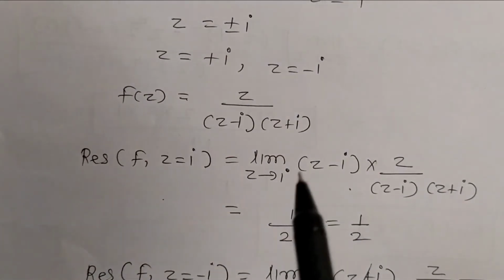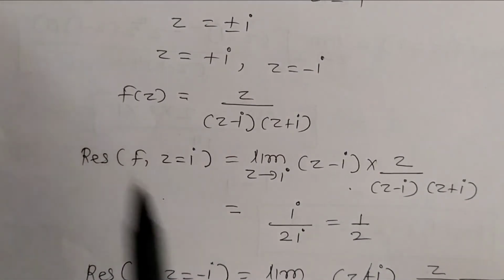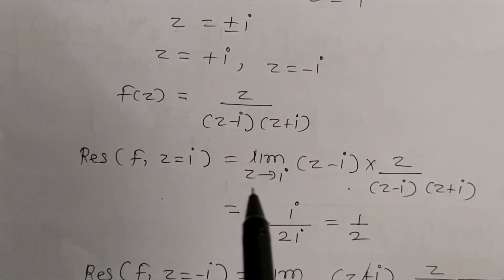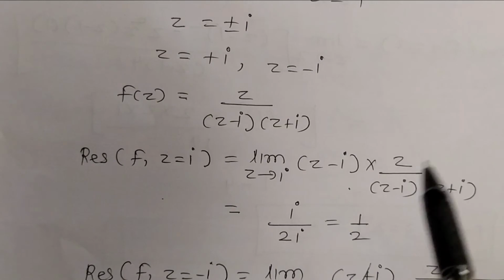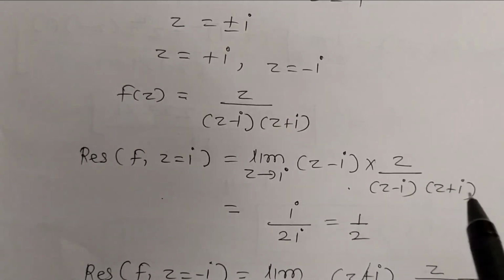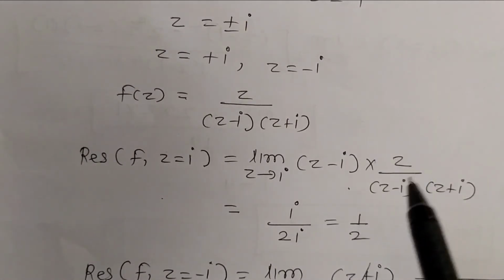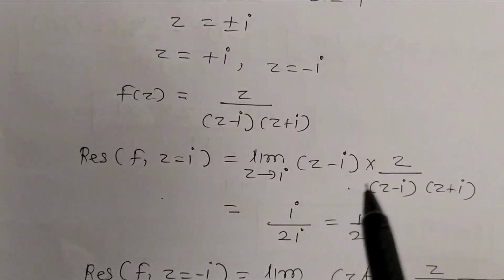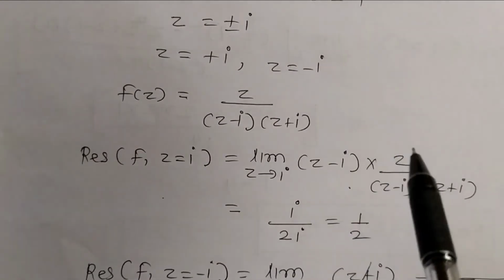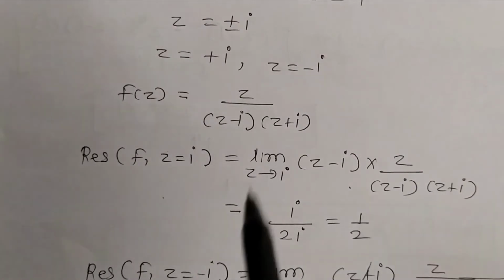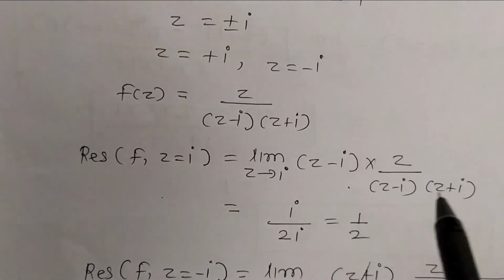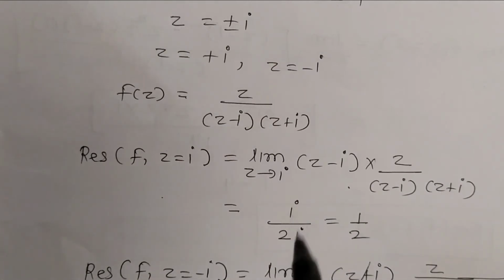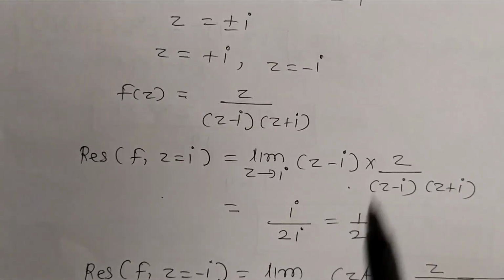So here it is a pole of order 1, then the residue, when z = i, is limit z tends to i of (z − i) f(z), where f(z) is z upon (z − i)(z + i). Here z − i gets cancelled, then what is remaining? z upon z + i. So here z tends to i, so i upon i + i, that is 2i, the i gets cancelled, that is 1 upon 2 when z = i.